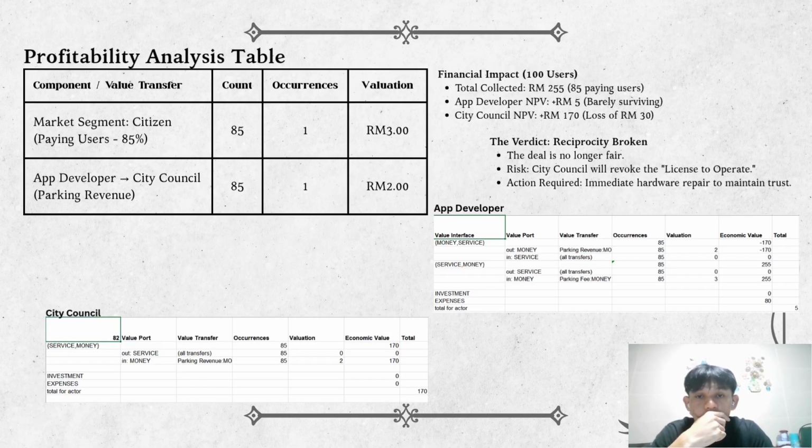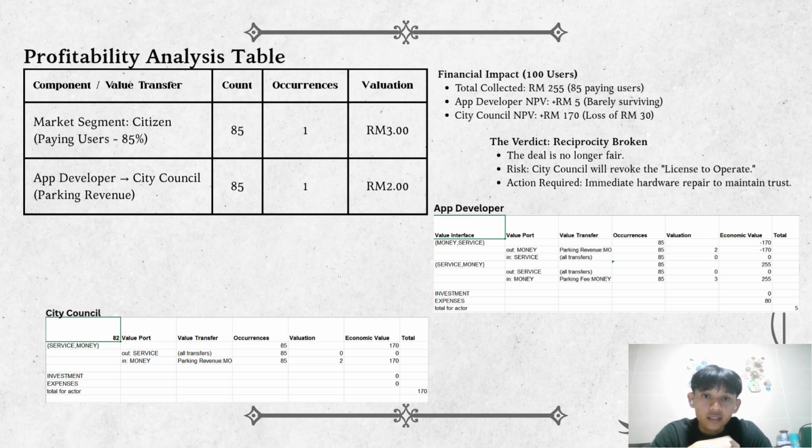As usual, the default value for the test is 100 people, but in this case only 85 people actually pay the parking fee. So as a result, they only collected RM255. This time, the app developer managed to pay the City Council their parking revenue for only the 85 cars that paid the parking fee, which is RM170. After the app developer paid the RM2 server cost, the app developer is left with a tiny profit of just RM5.